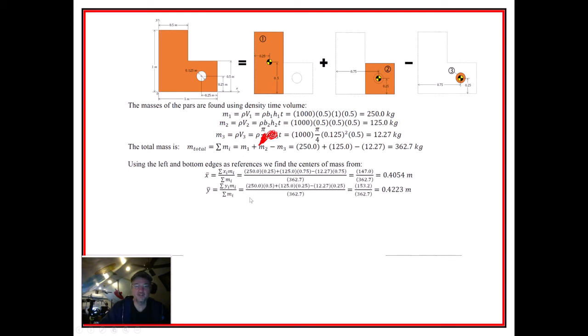And the y, we do a similar thing. Now we make sure that we have the 0.5 times the 250, 0.25 times the 125, and 0.25 times that 12.27. Again, it's negative because that part is being subtracted out. And we find that it's 0.4223. Right, so again, it's below the midpoint right there, which you would expect because of this large amount taken out. But it isn't as far down because there was some taken out below it, so that would tend to shift it up a little bit.